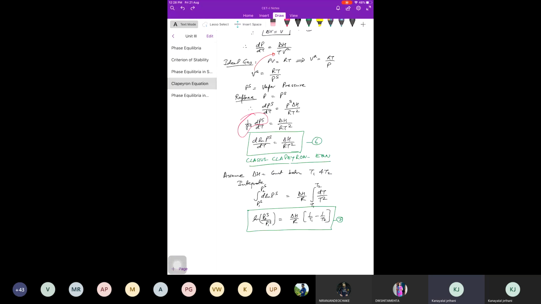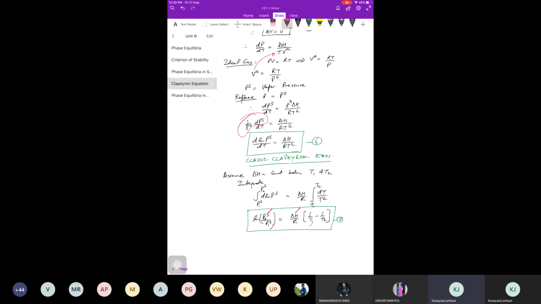So now we can use this equation. If we know delta H and we know vapor pressure at one temperature, we can find out vapor pressure at any other temperature. Suppose we know the vapor pressure at 25 degrees centigrade for water, and we know latent heat of evaporation, you can calculate vapor pressure at 40 degrees centigrade. That is the use of this equation. Because vapor pressure will be useful for us ahead.